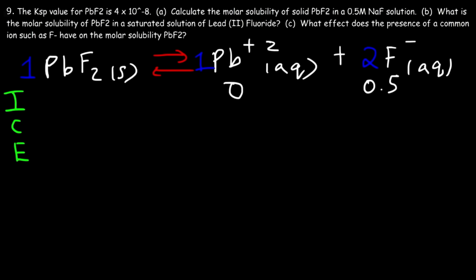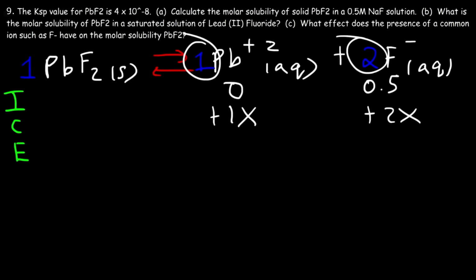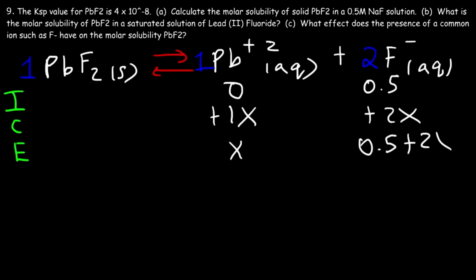So therefore, Pb will increase by x, or basically we could say 1x, and fluoride will increase by 2x due to the 1:2 ratio that we see here. So in equilibrium, the concentration of Pb2+ is represented by x, and fluoride will be 0.5 plus 2x.